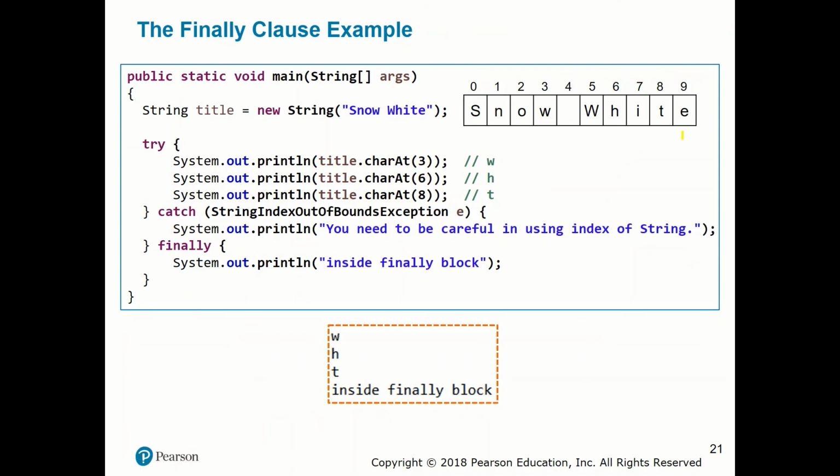This example does not have an exception. Title is Snow White, so it looks like this. And these three print statements, char at 3, W, char at 6, H, and char at 8 is T, will be printed out, so there is no exception. So catch block will be ignored, and finally block will be printed out regardless of the exception. So this is the print out result.